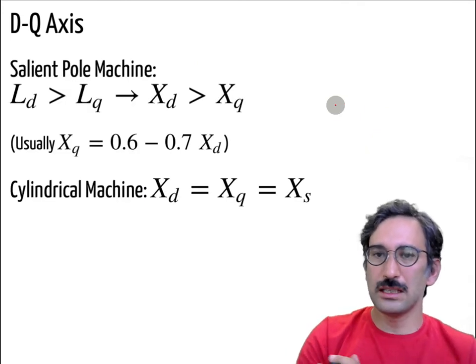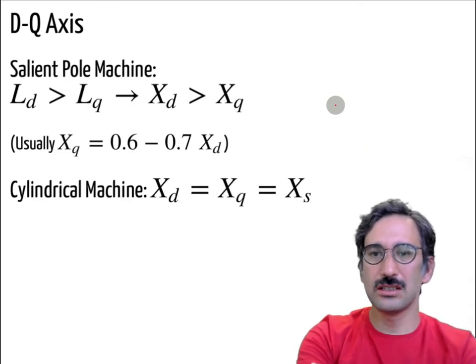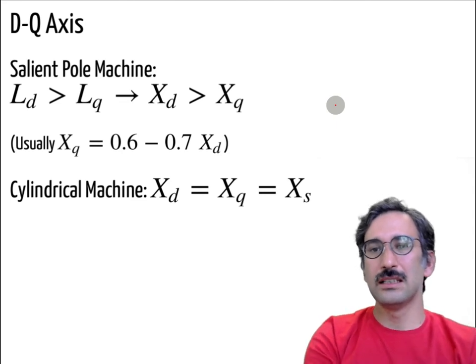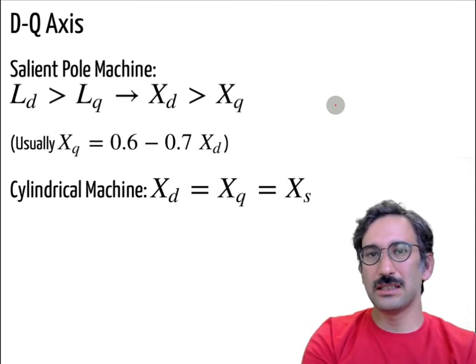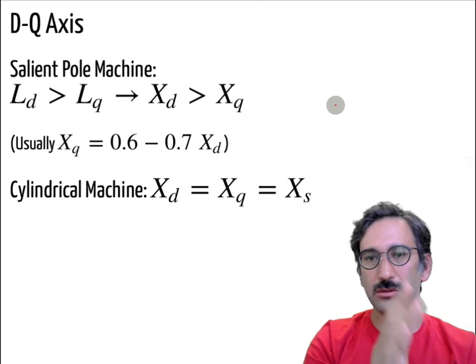Anyway, let's make our definitions. In the D and Q axis, we can define the inductances when the rotor is aligned to that position.